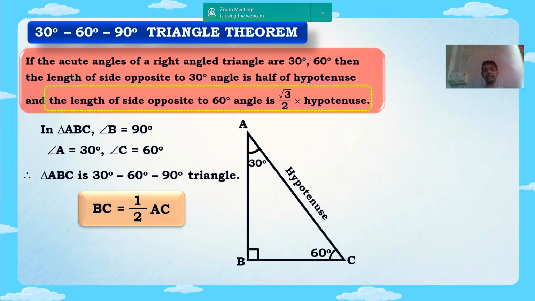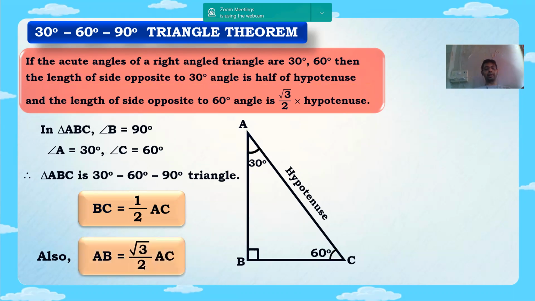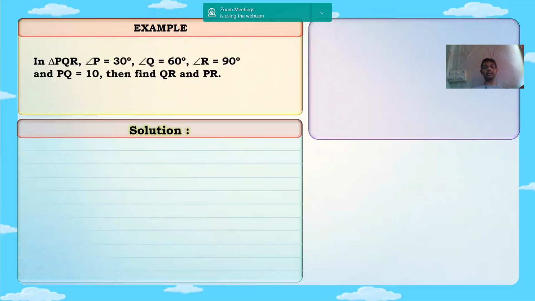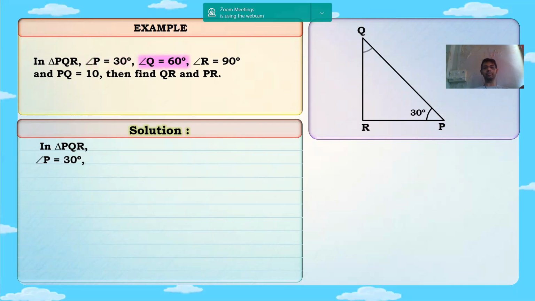Now second, it says the length of the side opposite to angle 60. Now look at angle 60 degree and tell me which is the side opposite to angle 60 degree. Yes, AB. So the length of this side would be √3/2 multiplied by the hypotenuse, that is AC. Fine. Now let's see how to use this in a sum. I'll take an example. They are saying there is a triangle PQR, where in triangle PQR one of the angles is 30 degree, the second angle is 60 degree, and angle R is 90 degree.